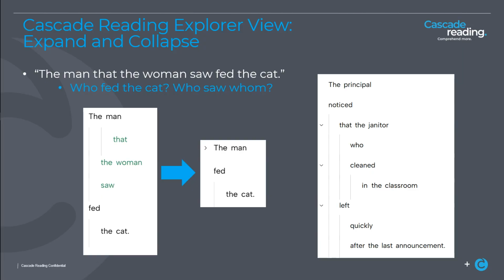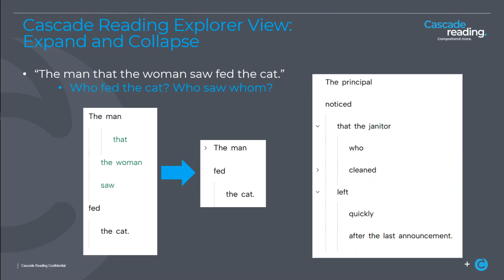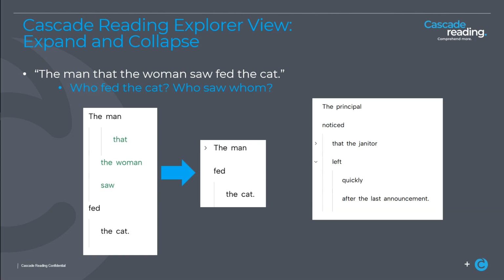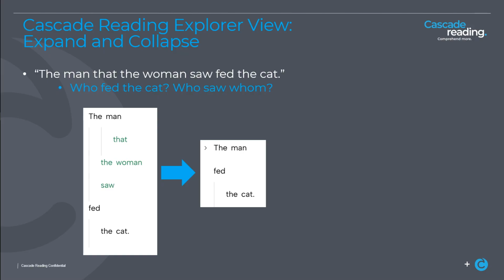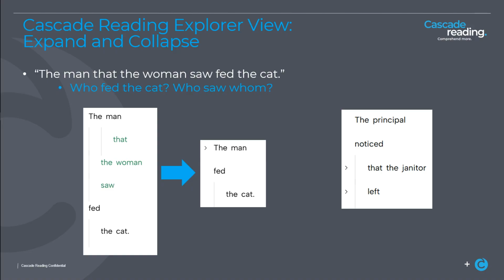Take this sentence, for example. The principal noticed that the janitor who cleaned in the classroom left quickly after the last announcement. There's a lot going on here, but we can simplify it to the principal noticed that the janitor who cleaned left quickly after the last announcement. Further to the principal noticed that the janitor left quickly after the last announcement. Even further to the principal noticed that the janitor left. Now suddenly this is a lot more easy to understand the main concept of the sentence.